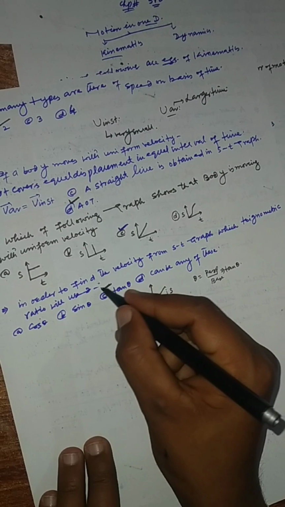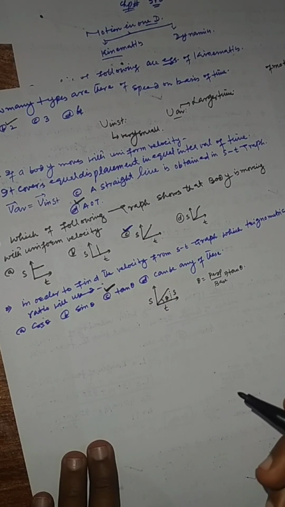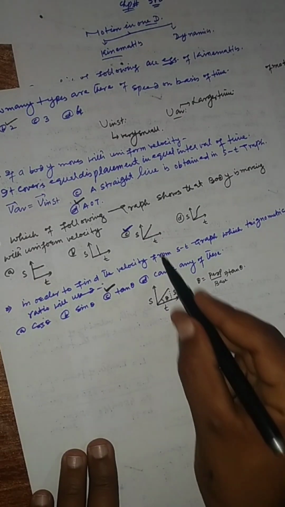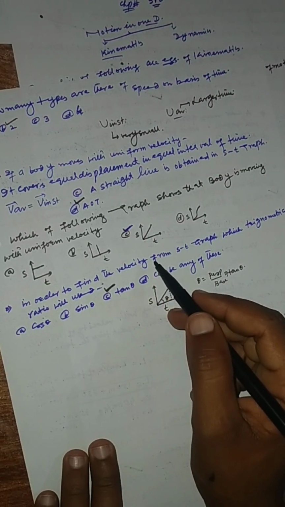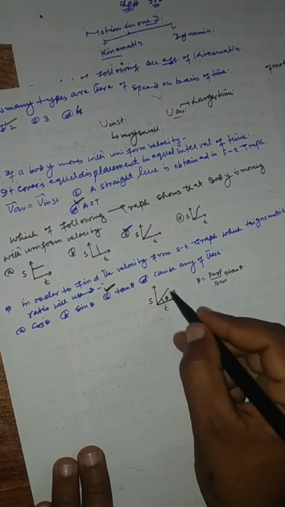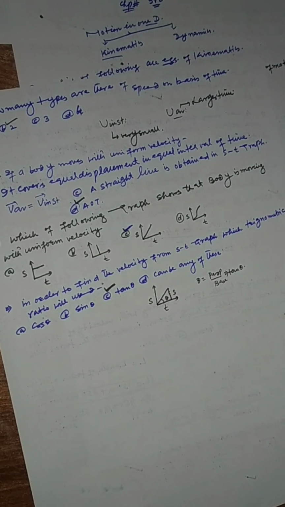So tan theta gives the velocity from the ST graph. It means that from the ST graph we calculate the velocity from the slope of the ST graph. Okay, this is the slope, this we call slope.